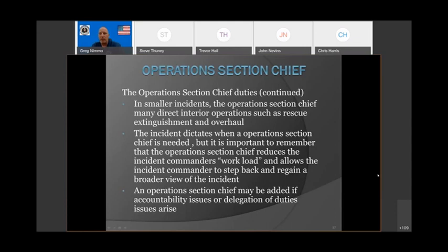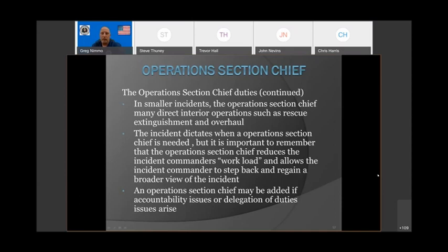It's important to remember that the operations chief reduces the commander's workload to allow the incident commander to step back and do the overall view. So if you're an operations section chief working a structure fire, you may be working on fire suppression. That may be your goal. So that allows the commander to do the overall view of the whole incident as far as, hey, do I need water supply?